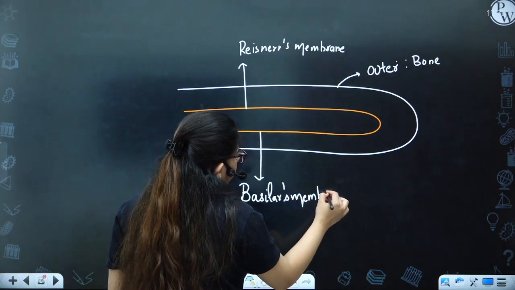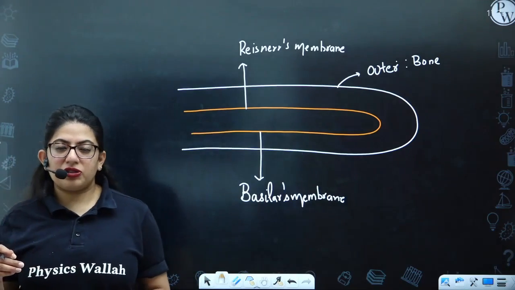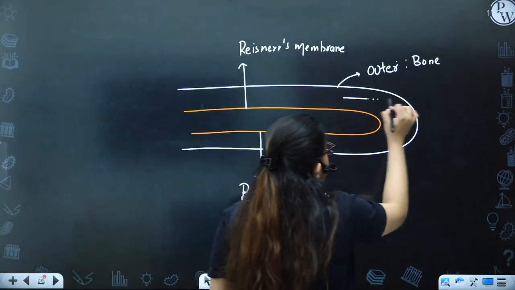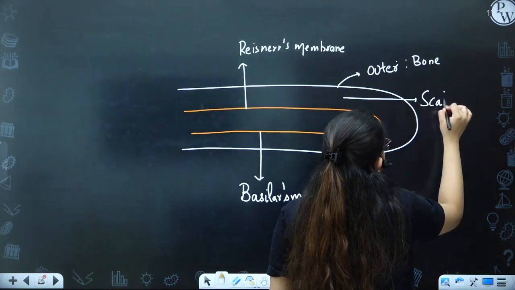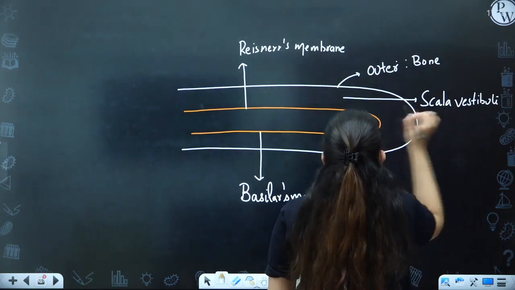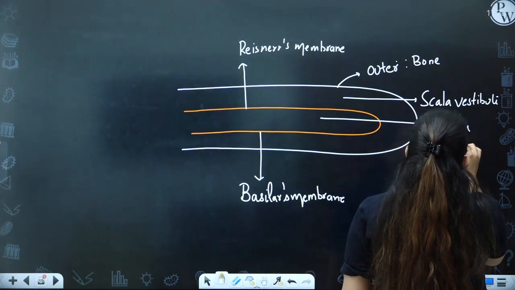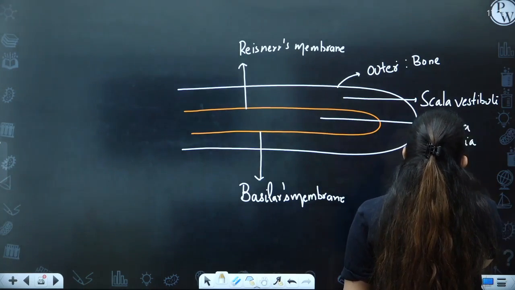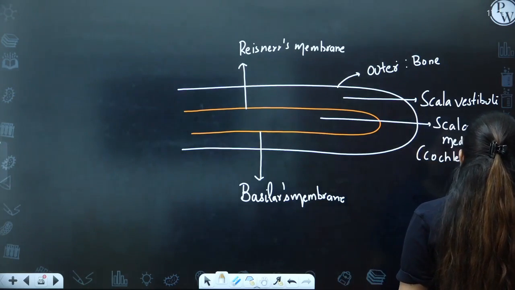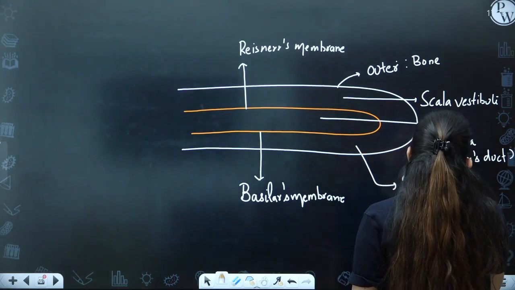Basilar membrane. Okay, so due to this membrane's formation, there is a demarcation in the chamber. So this chamber will be known as scala vestibuli. This will be known as scala media. Scala media is the middle portion and it is known as the cochlear duct. And the lower portion is scala tympani.